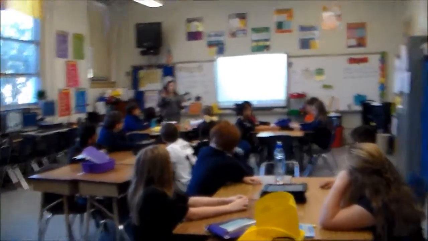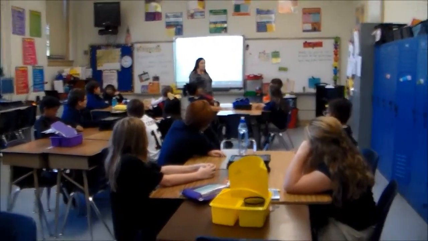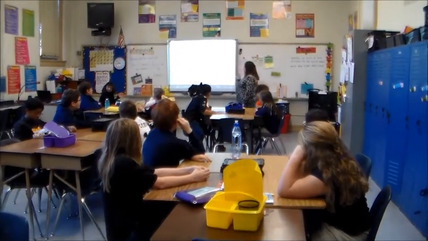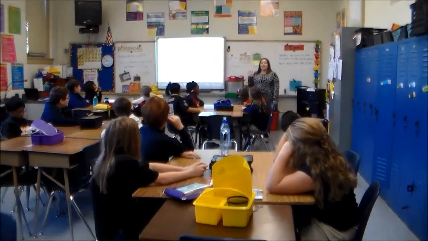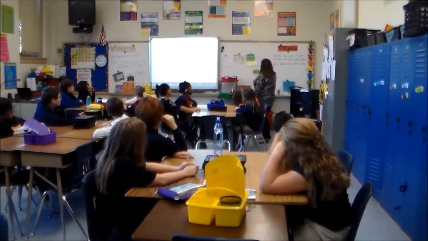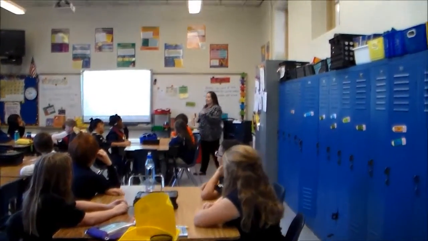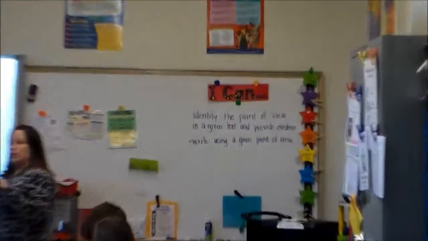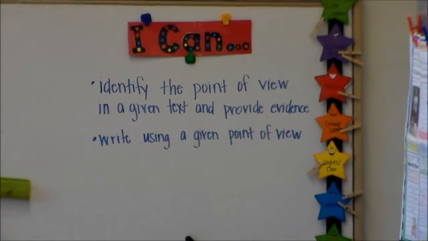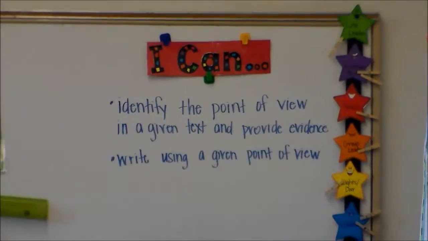We're going to talk about our centers for today. We're going to have 4 rotations today. All of the centers are going to deal with point of view. You're going to show me that you can identify and provide evidence for point of view in a text, and that you're able to write a short story or passage using a given point of view that you're going to draw from a basket.